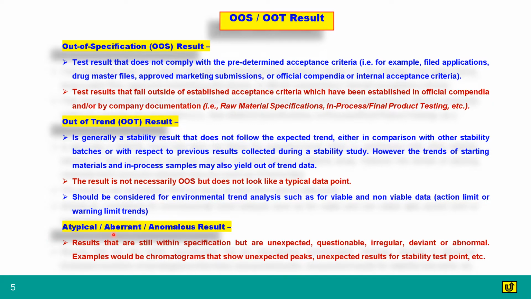Atypical, aberrant, anomalous result. Results that are still within specification but are unexpected, questionable, irregular, deviant or abnormal. Examples would be chromatograms that show unexpected peaks, unexpected results for a stability test point, etc.